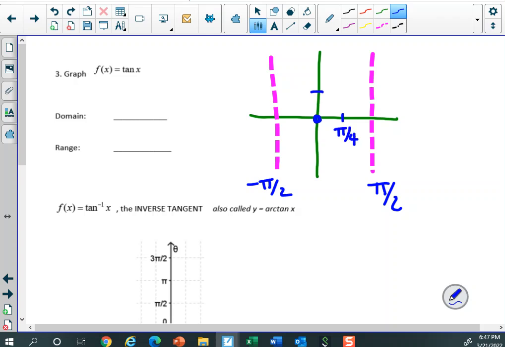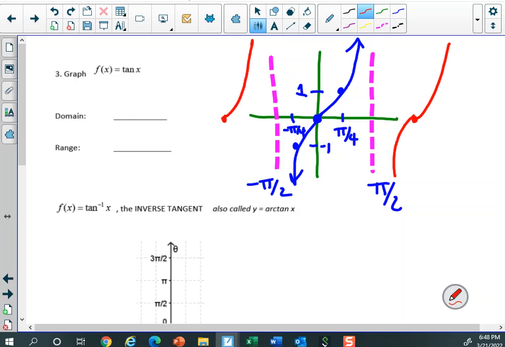I know that at pi over 4, the tangent is 1, and that at negative pi over 4, the tangent is negative 1. Ooh, that's messy. And I get something like that and something like that. But I technically have a bunch of them with a bunch of asymptotes that repeat. So the tangent function isn't just one of these little wiggles, it's a bunch of wiggles.